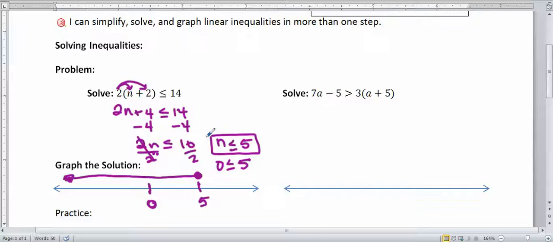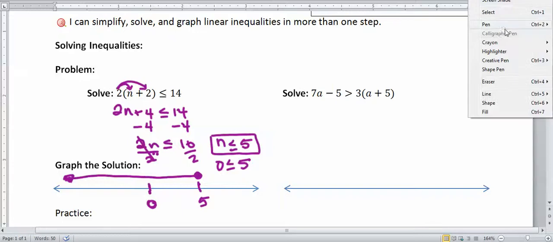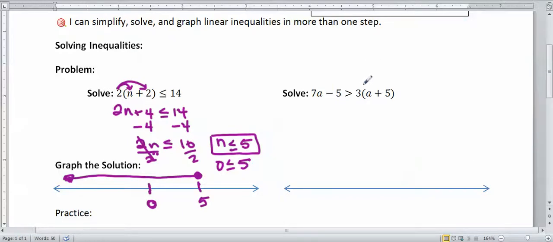Okay, pause the video real quick. I want you to try the next one, and we're going to go over it. Okay, so I've got 7a minus 5 is greater than 3 times a plus 5. Before I can even begin to bother solving this, what you should have done was distribute the 3. So I get 7 times a minus 5 is greater than 3 times a, which is 3a, and 3 times 5, which is 15.